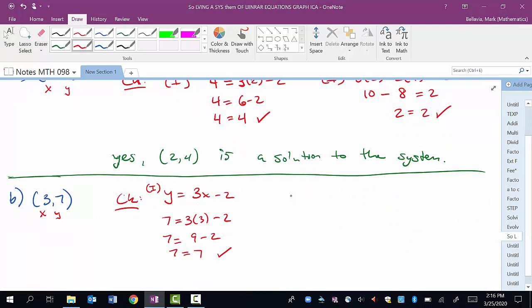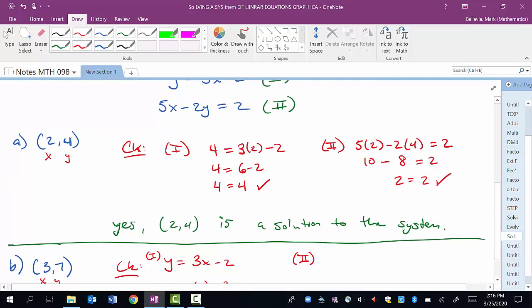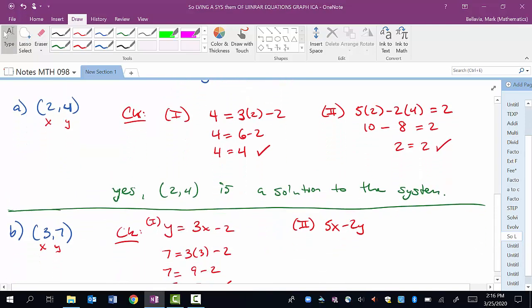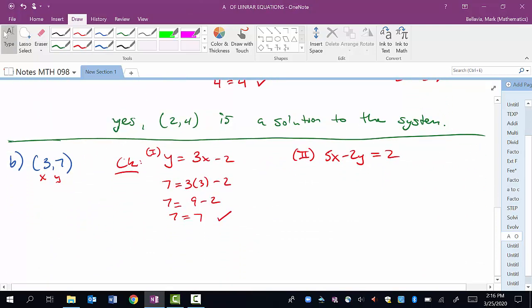All I know so far is that the point is on line 1. But now we also have to check on line 2. Line 2 was 5x minus 2y equals 2. And we're just substituting in, so it'd be 5 times 3 minus 2 times 7. Well, does that equal 2? Well, 5 times 3 is 15, minus 2 times 7 is 14. Does that equal 2?